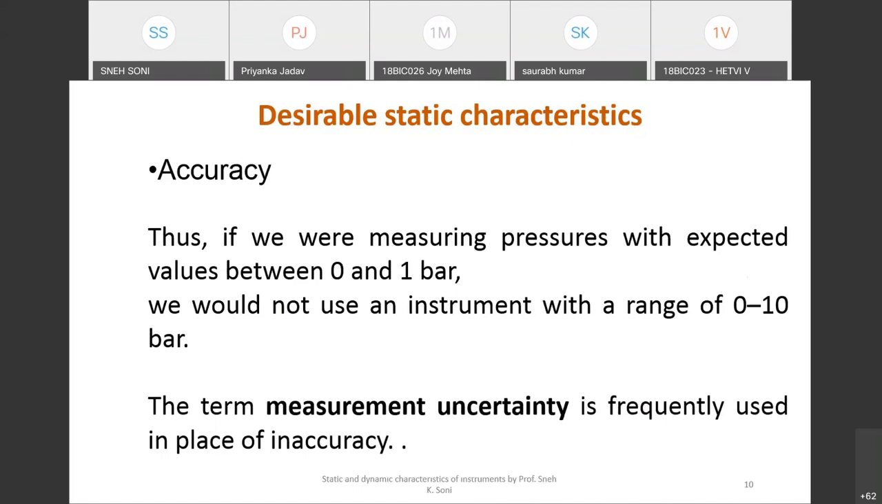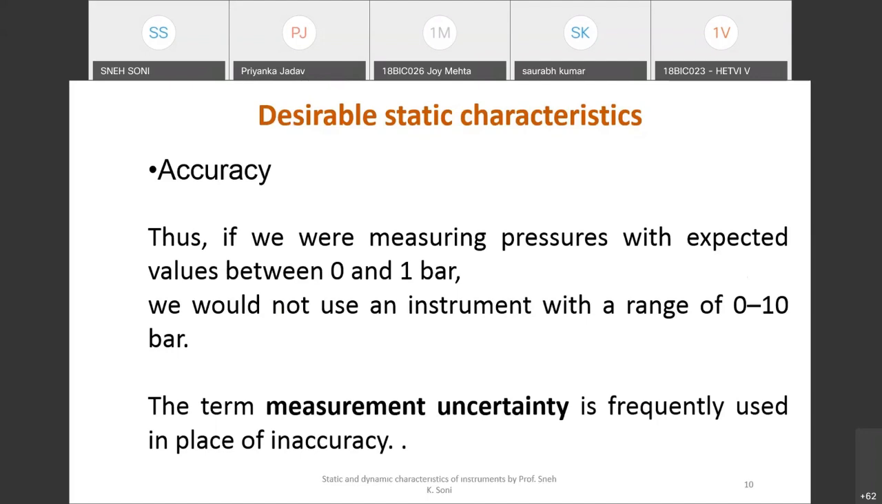proper reading. So 0 से 1 bar अगर मैं pressure measure कर रहा हूँ, my pressure is varying between this range only, and I am using a sensor with a range of 0 to 10 bar, which is having 0.1% inaccuracy, and because of that your measurement uncertainty will be more, right? So you should avoid this kind of selection. The term measurement uncertainty और इनएक्यूरेसी दोनों एक ही चीज है, उसको कभी कभी मेजरमेंट अनसर्टेनिटी भी बोलते हैं, राइट? So the thing is, you should select the sensor according to this parameter, right?